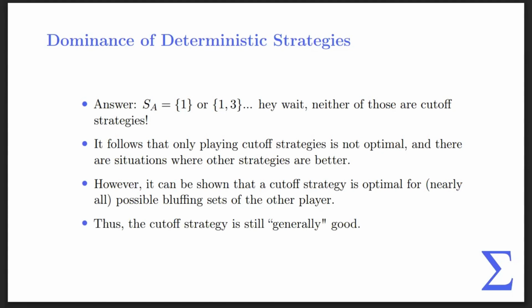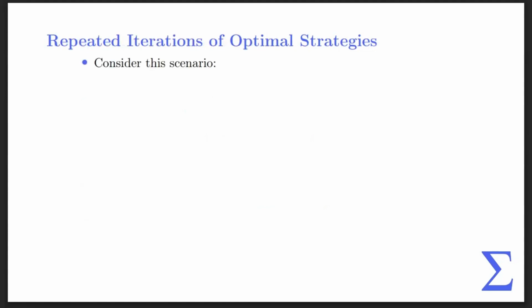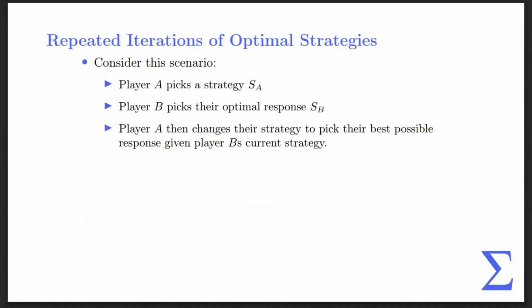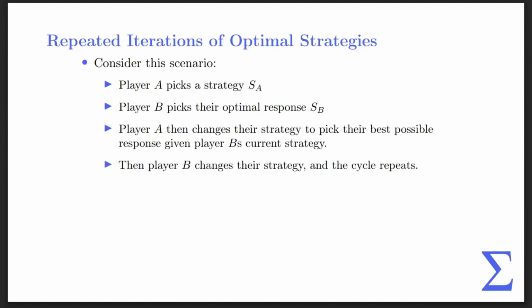But now let's consider another scenario, which I think is best shown with an example. Let's suppose that player A picks some strategy, some betting set S of A. Then player B picks their best optimal response S of B. Then player A thinks, I should change my strategy so that I pick my best response to S of B. So player A changes their strategy to some new strategy. And then player B thinks, I want to change my strategy so I can maximize my payout given player A's strategy. So now player B changes their strategy and we get this cycle.